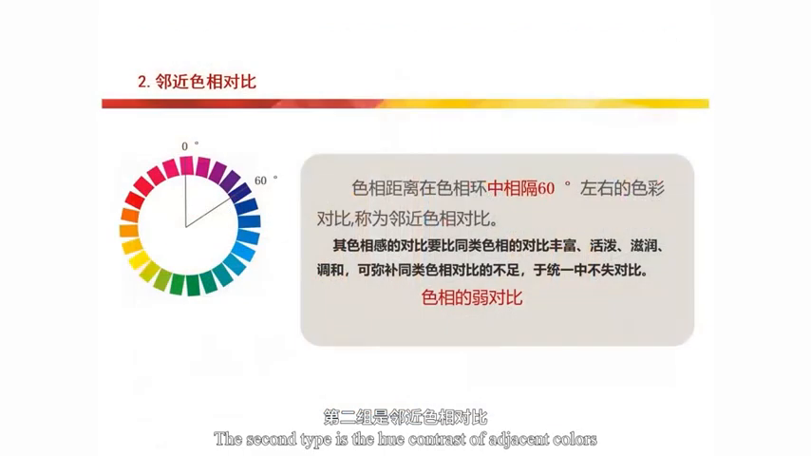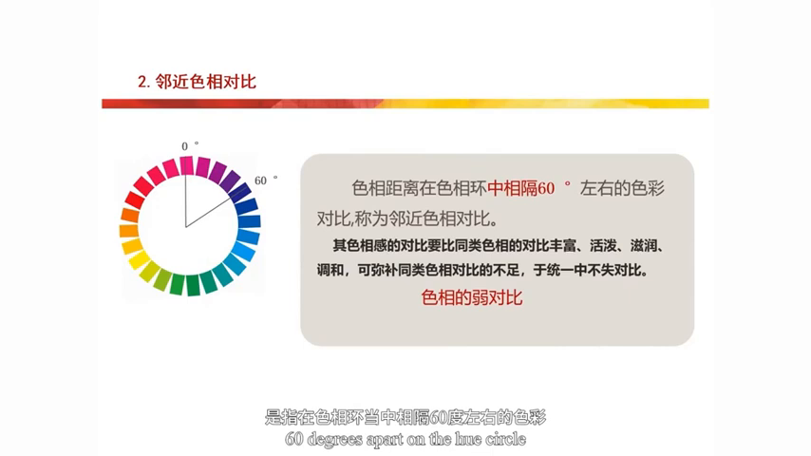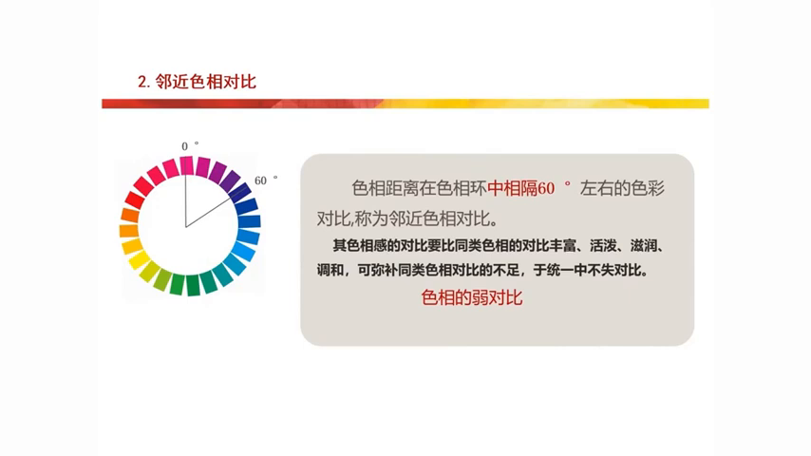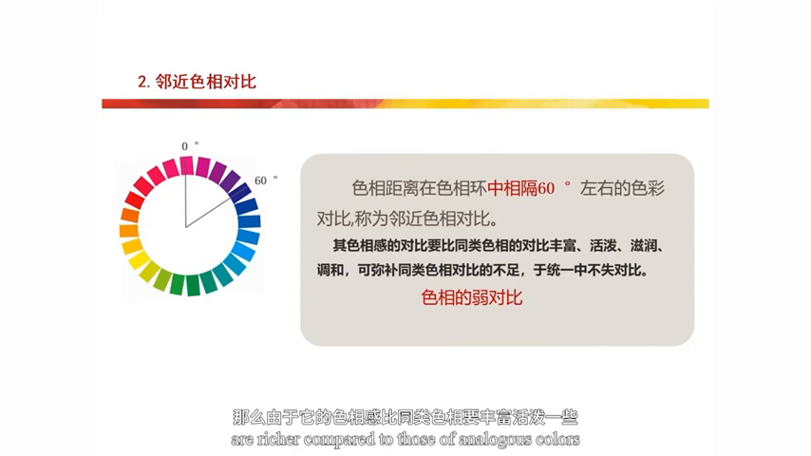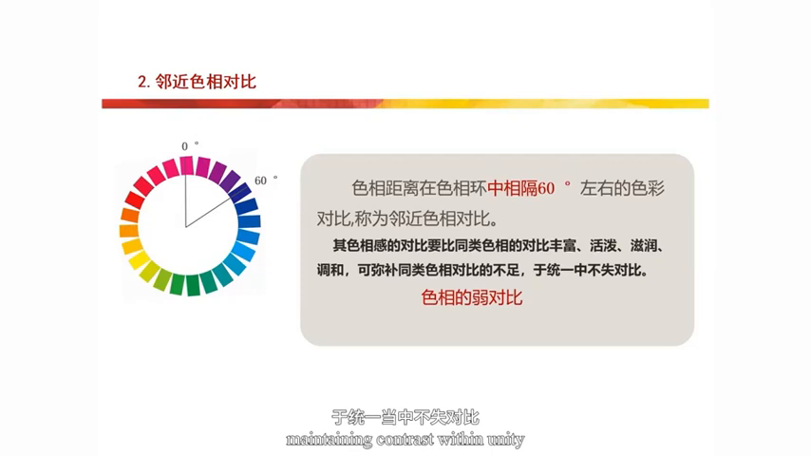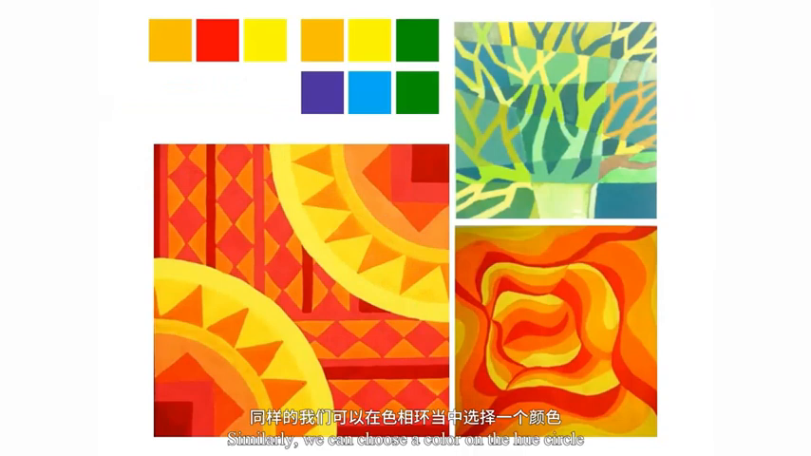The second type is the hue contrast of adjacent colors. It refers to colors that are about 60 degrees apart on the hue circle. Because the hues of these colors are richer compared to those of analogous colors, they can compensate for the shortcomings of the contrast of analogous colors, maintaining contrast within unity, yet they still show a weak contrast. Similarly, we can choose a color on the hue circle and then find a color about 60 degrees apart from it and match them.